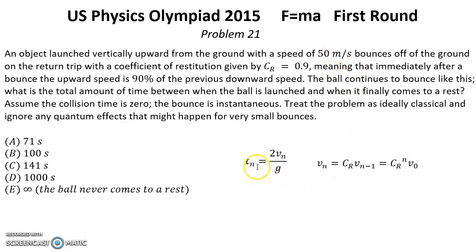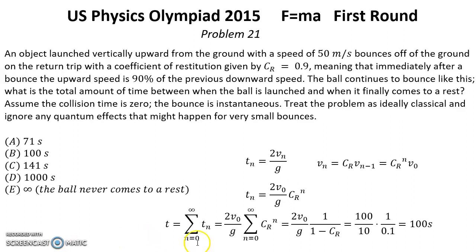Now we can put this into the expression and find that Tn equals 2V0 over g multiplied by CR to the power n. The total time will be this sum from n equals 0 to infinity. After all, we have a sum of a geometric progression which has this form, and the final result is 100 seconds.